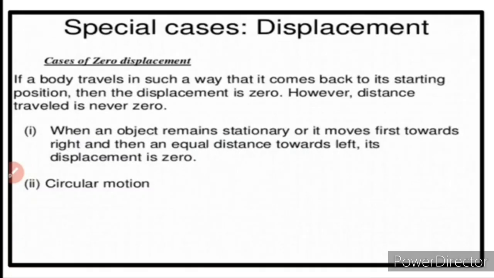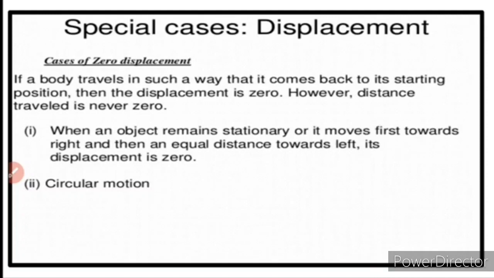So here we have a special case, that is the zero displacement. I already explained. The thing is this: if the body starts from its position, travels some distance and comes back to the initial position, what is the case? Initial position and final position coincide. So when we find the difference, it will be equal to 0, and displacement will be equal to 0.